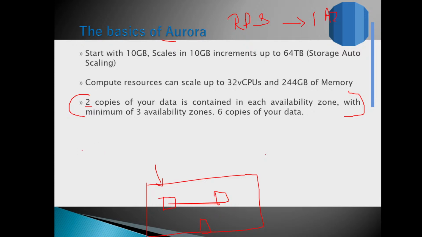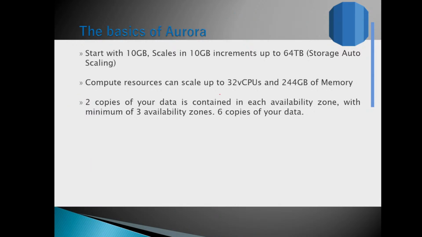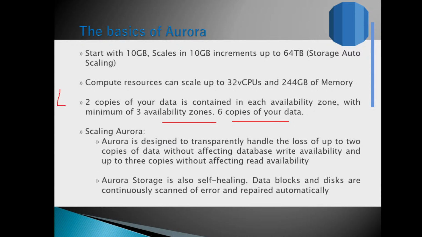So if you have a database with, let's say, 4 GB of data, there will be one copy in this availability zone, one copy in this, one copy in this, and there will be a second copy also. So in total, how many copies will be there in an Aurora database? There will be six copies of your data in Aurora. Two copies of your data are contained in each availability zone, with a minimum of three availability zones. So a total of six copies of your data. This is a default feature.